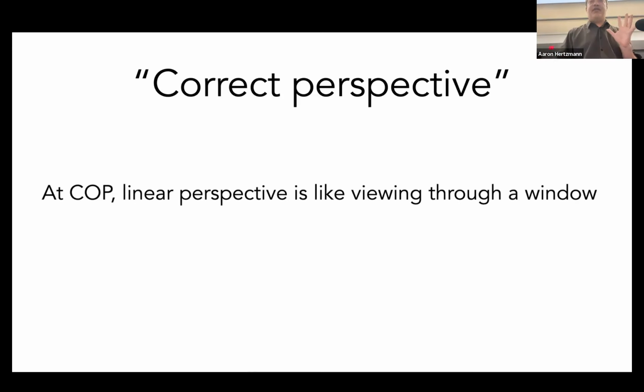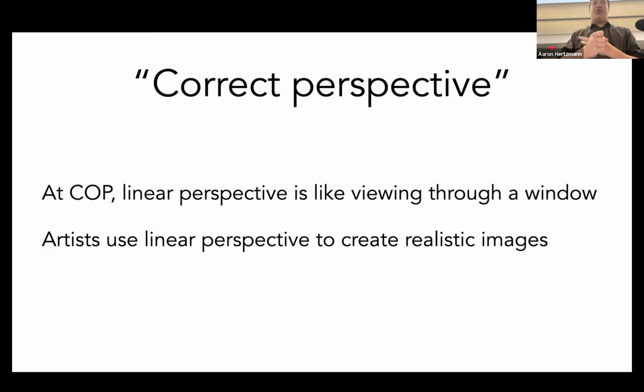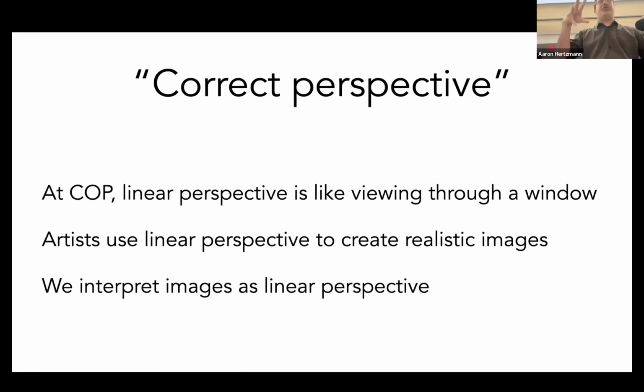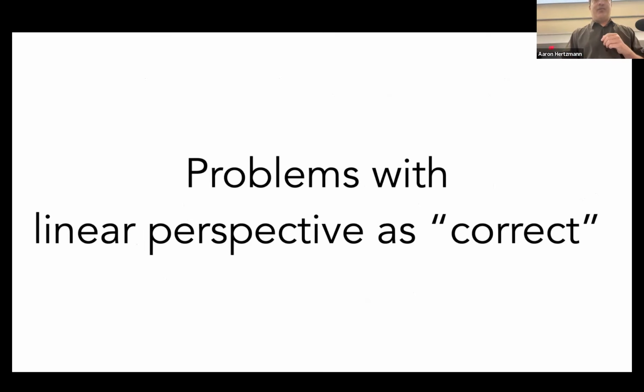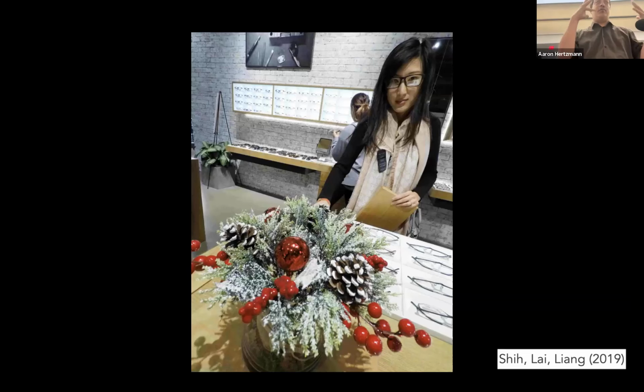This assumption takes a few forms. First is the idea that if your eye is at the center of projection, it's like you're looking through a window, so it should reproduce the experience you see in the world. There's the idea that this is what artists do: artists use linear perspective to create realistic images. And most central to the perception goals of this talk, we as human viewers interpret images as though they are linear perspective images or approximations to it. There are a lot of problems with each of these ideas, which I'm going to breeze through a little bit. The first is that when we take linear perspective images, we have lots of kinds of distortions.